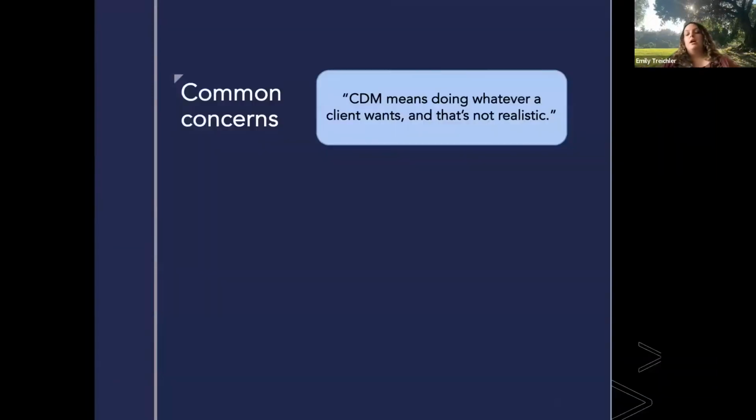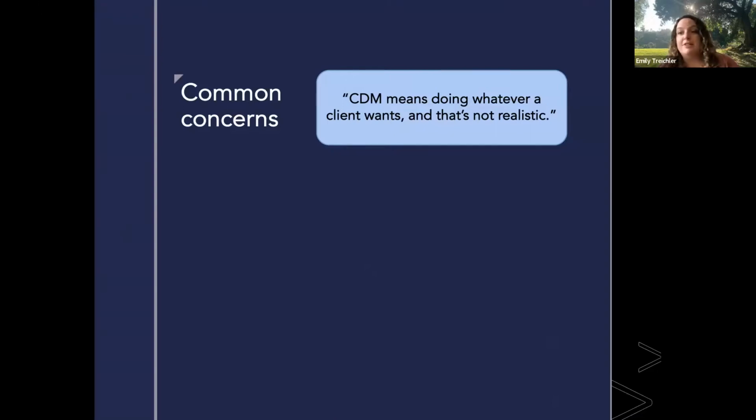Okay. So the last thing that I'm going to do before we go to Q&A is to talk a little about common concerns. There are some things that I hear about a lot when I present collaborative decision-making to a new group of folks. And so I have these slides to talk about a few of those common concerns. The first one is, it sounds like collaborative decision-making means just doing whatever the client asks you for.